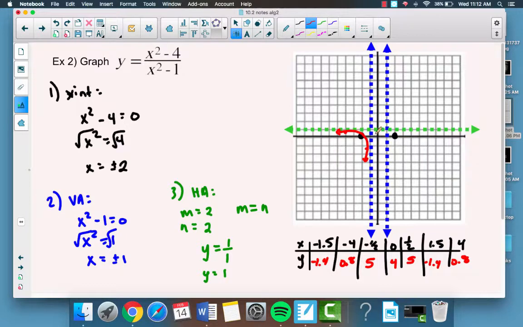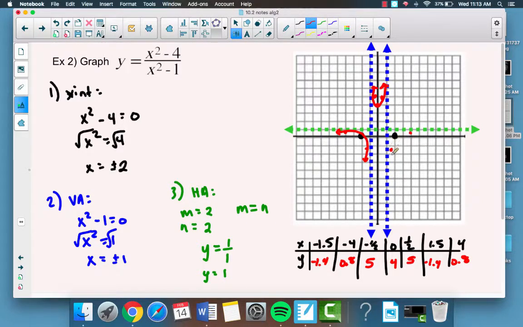Then when I go to negative 1/2, I go up to 5. Plot a point. And at 0, I get 4. And at positive 1/2, I get 5 as well. So this one's going to be a U shape, never crossing the horizontal or the vertical asymptotes. Okay, so it looks kind of like that. And then over on the right side, when I plug in positive 1/2, I get negative 1.4, and then at 4, I get 0.8.